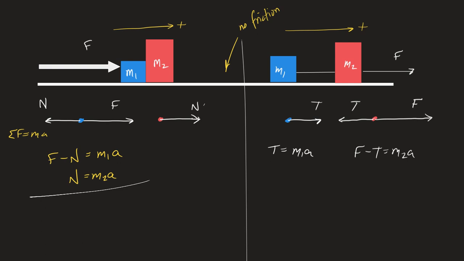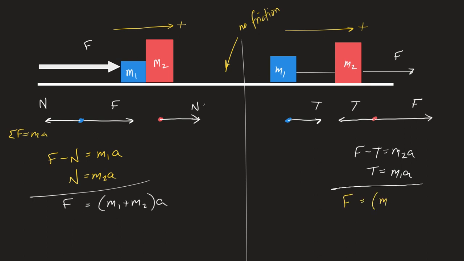What I'm asking you to do is just add the two equations together. Blank the equal signs and add them together. I get M1 plus M2 times A on the right side and just F on the left side. This works regardless of the method or regardless of what's connecting your objects together. Right? That happens over here too. So over here, I get F equals M1 plus M2 times A.